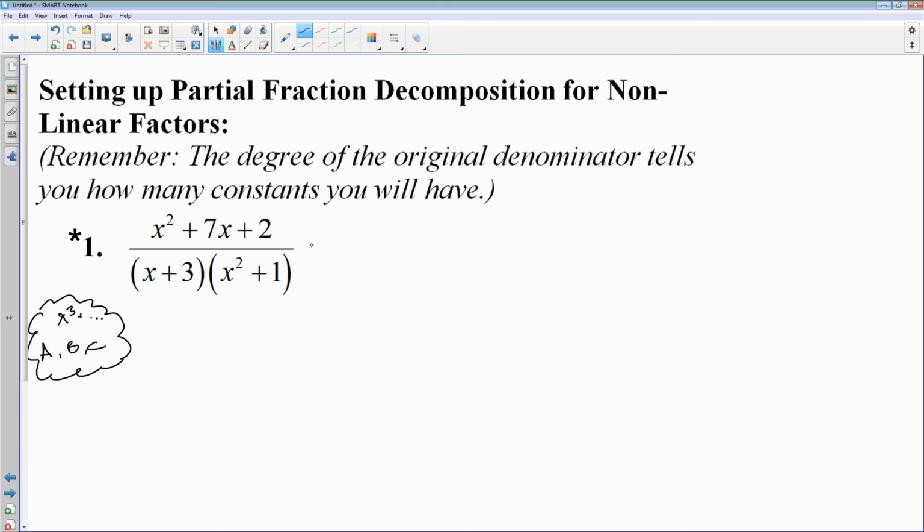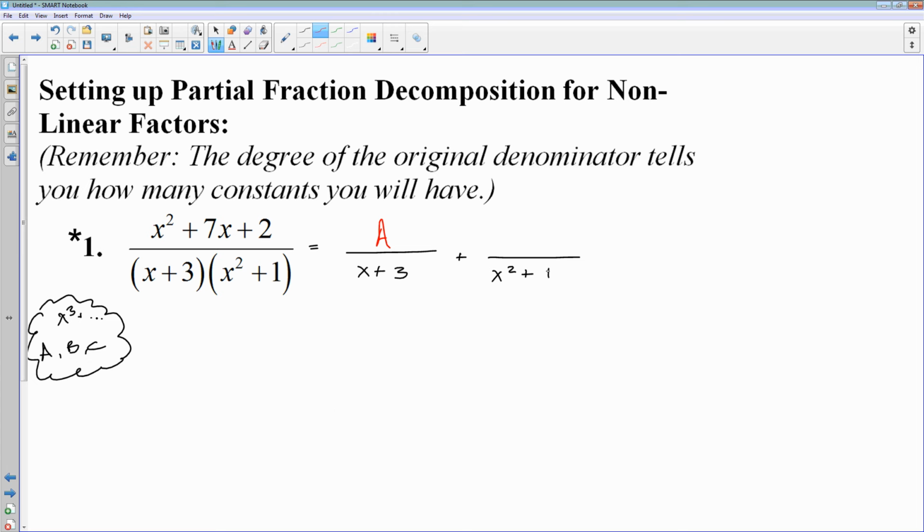And setting this one up, I see 2 factors. Now there is the problem, because I have 2 factors, but I need to find a way to squeeze 3 constants in those 2 fractions. Notice my first one is just your straight old normal linear factor. It's x plus 3. That is a line. It's not repeating. So that one's going to get the normal treatment we've been giving it. We'll just stick an A on top of that.